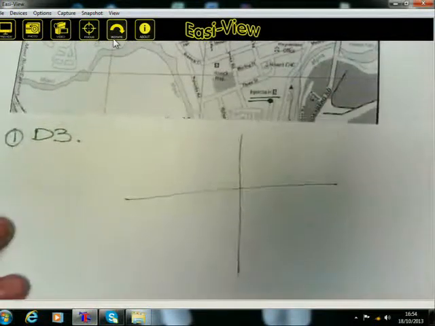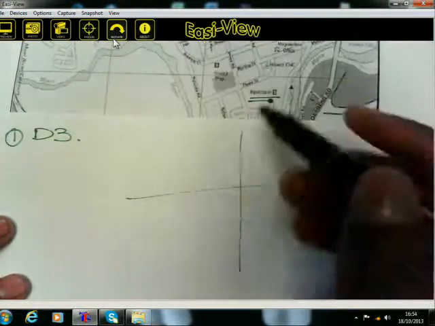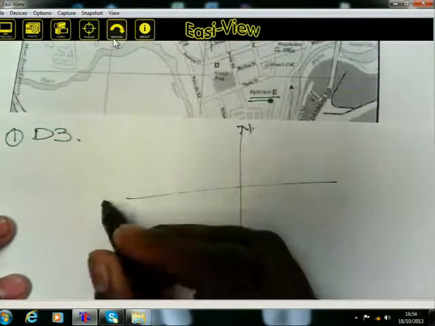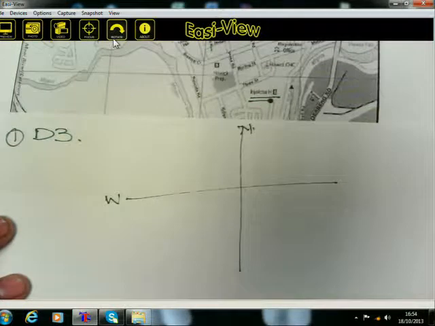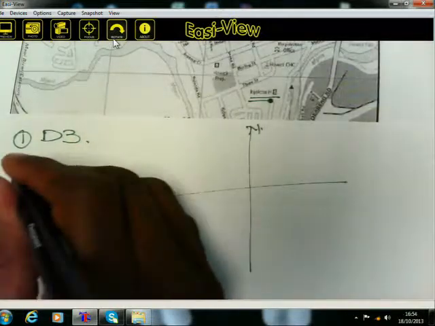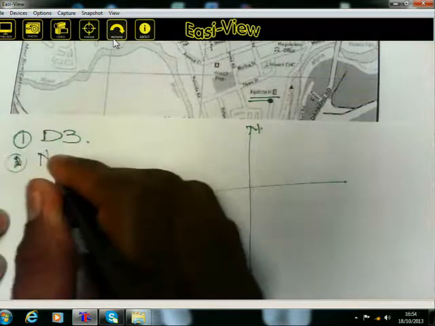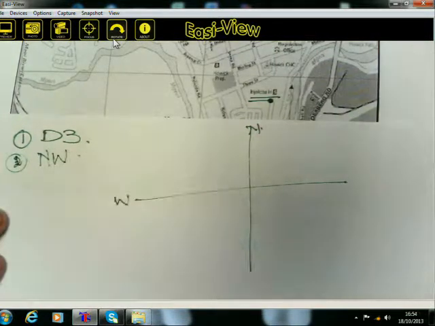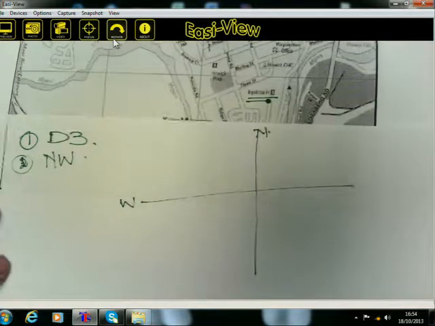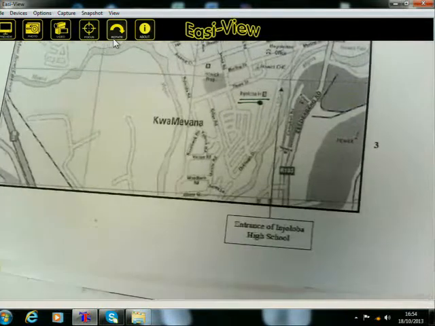Let's look. It's between north and west, which means it's northwest. It's northwest.